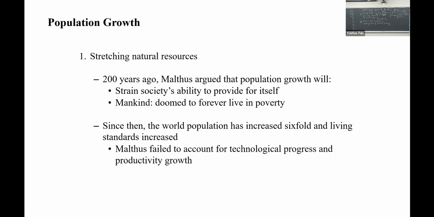200 years ago, Malthus argued that population growth will strain society's ability to provide for itself, and mankind is doomed to live forever in poverty. 200 years ago, lots of countries or governments believed this. Since then, the world population has increased sixfold and living standards have increased, which proved that Malthus' idea was wrong. Why was his idea wrong? Because Malthus failed to account for technological progress and productivity growth. And this is the first disadvantage of a large population, because it will strain the natural resources.